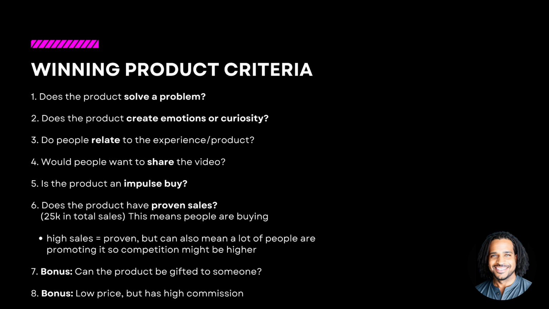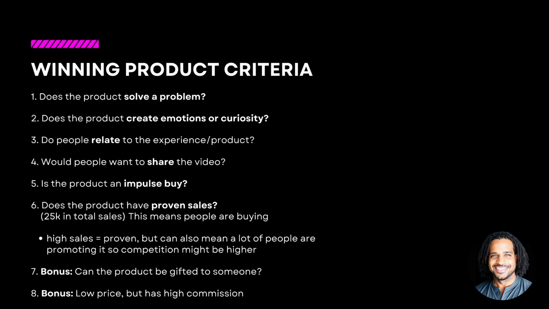And sixth, does the product have proven sales? These are things that you can actually look at when it comes to each product. You can look at the product inside the shop, and it'll tell you how much of that product has sold. Typically, anything with 25,000 in total sales or more means people are buying it. This means it's popular. You want to get your hands on one of these so that you can create content around it.